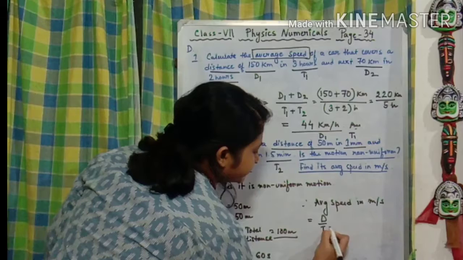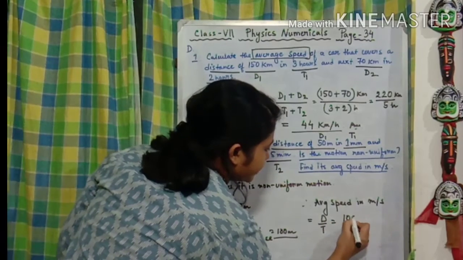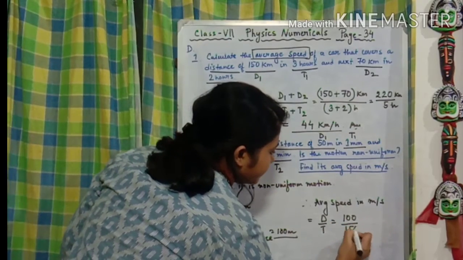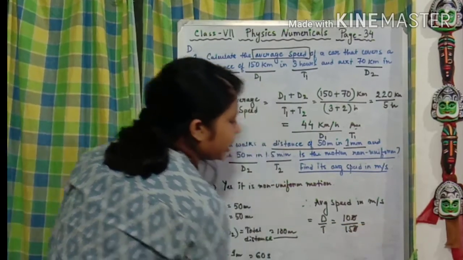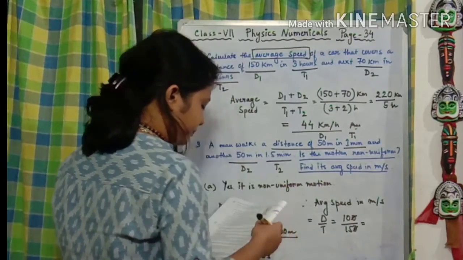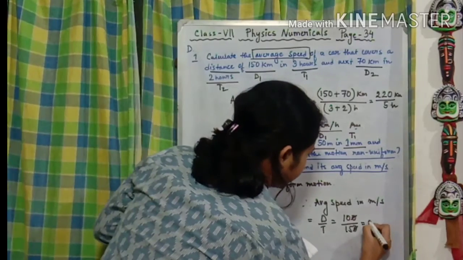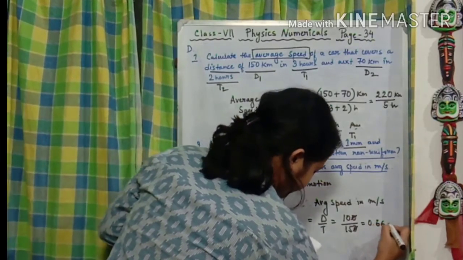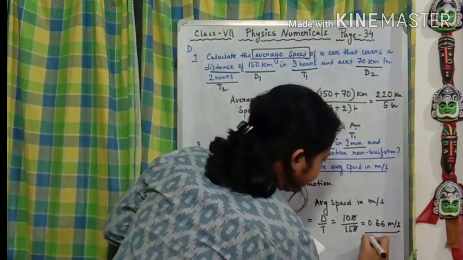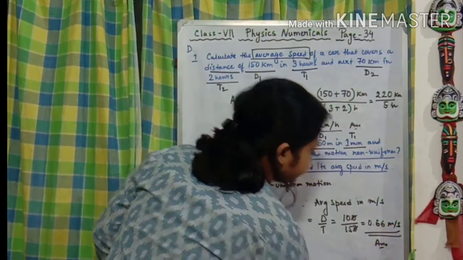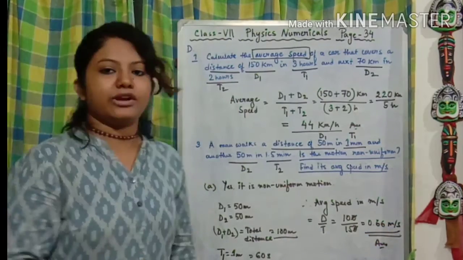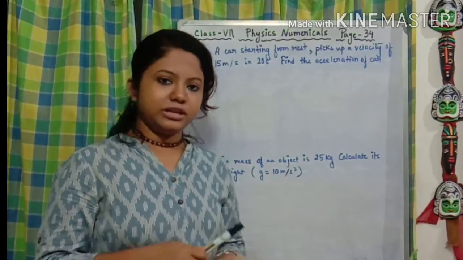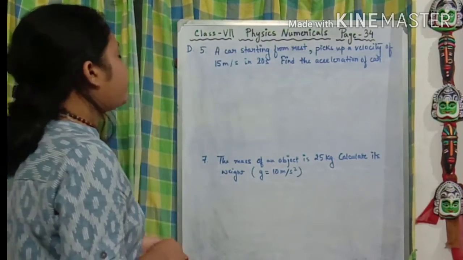D by T, 100 divided by 150, and eventually what we are going to get is our answer of 0.66 meter per second on dividing. Okay, so this is how we do this kind of sum. Now coming to the next one, that is number 5.